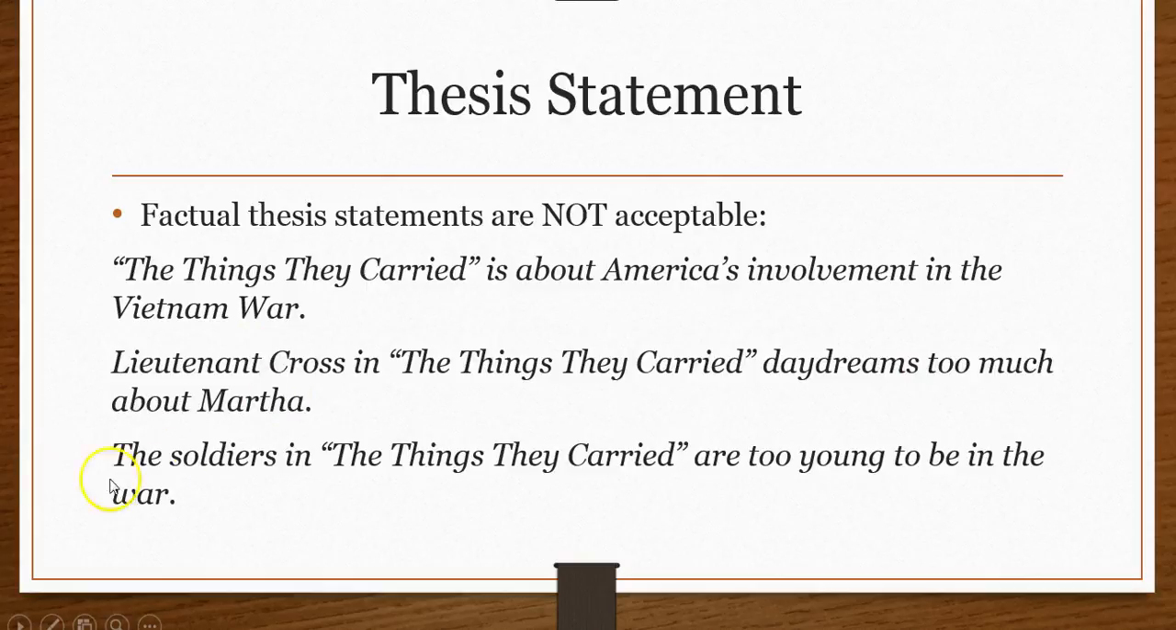Okay? The soldiers in The Things They Carried are too young to be in the war. This is also stated in the short story. So again, you're not telling me anything about the soldiers, their involvement, and what it means on a broader scale. You're not telling me anything significant about the story that I can learn from, that helps me understand the story better. So all of these are examples of unacceptable thesis statements because they're not insightful.